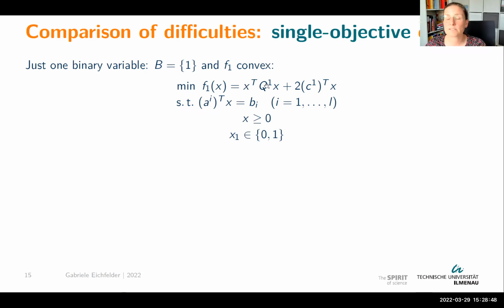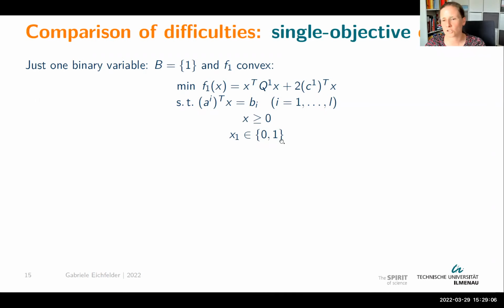And let's assume this is even convex. So we have here a positive semi-definite matrix. And let's assume we have only one variable which takes binary values only. So we had the subset B, which defined for us how many of the variables should take binary values only. And here it's only x1, 0 or 1.